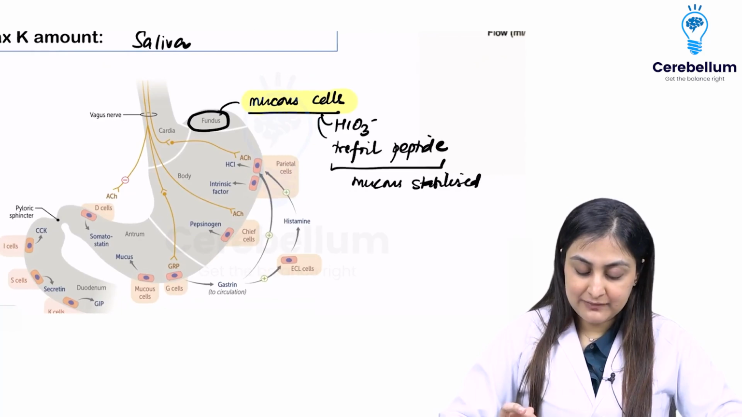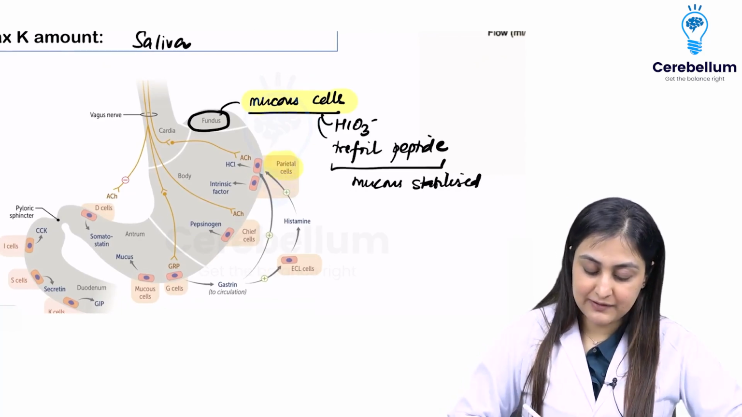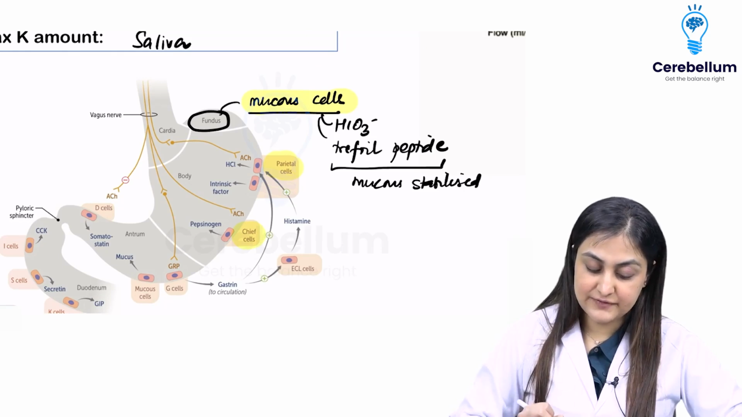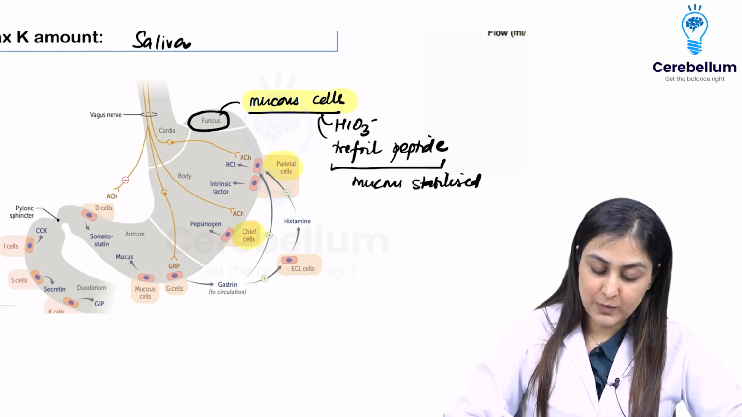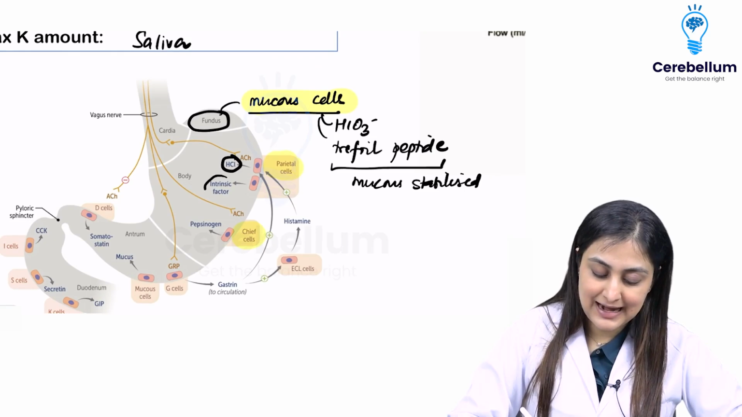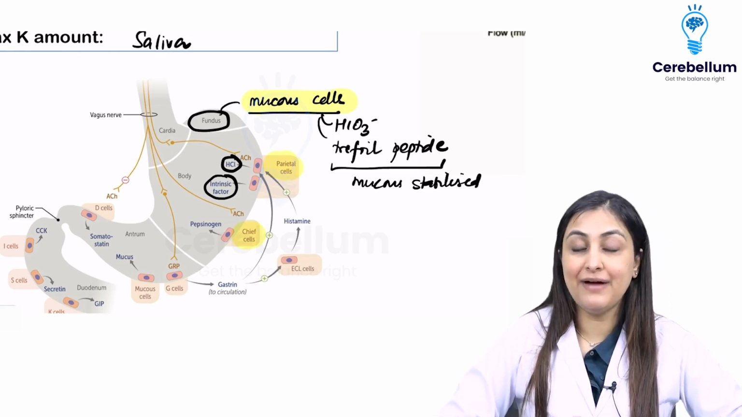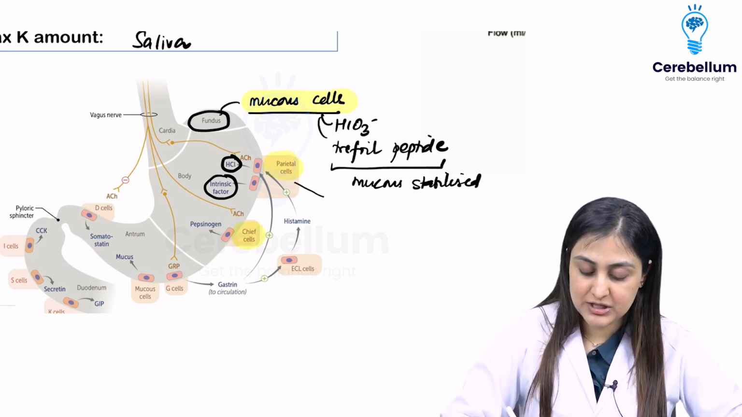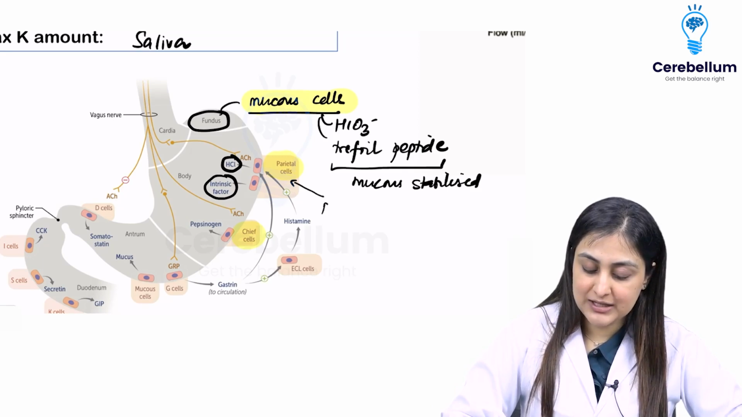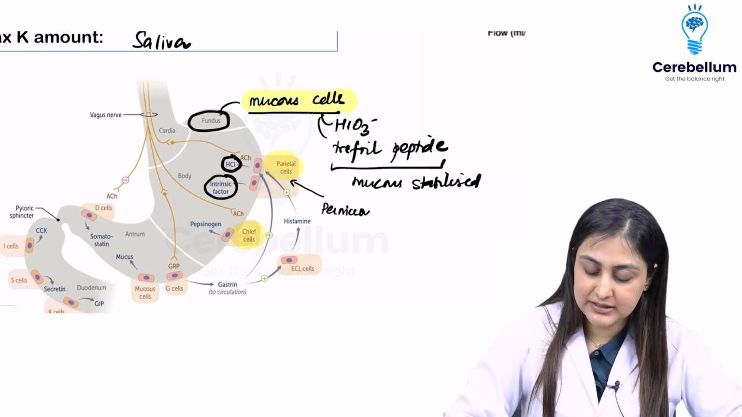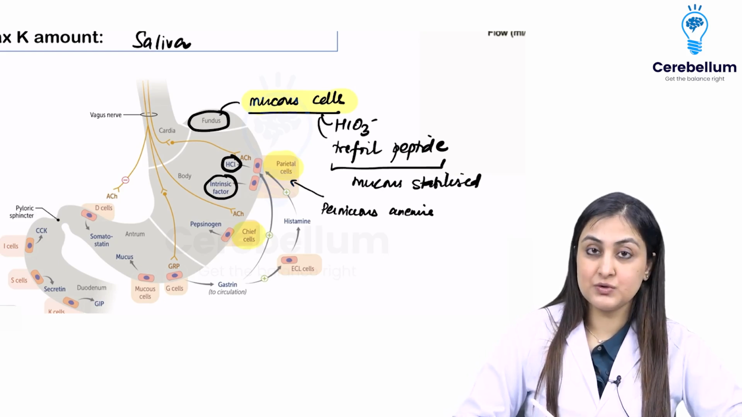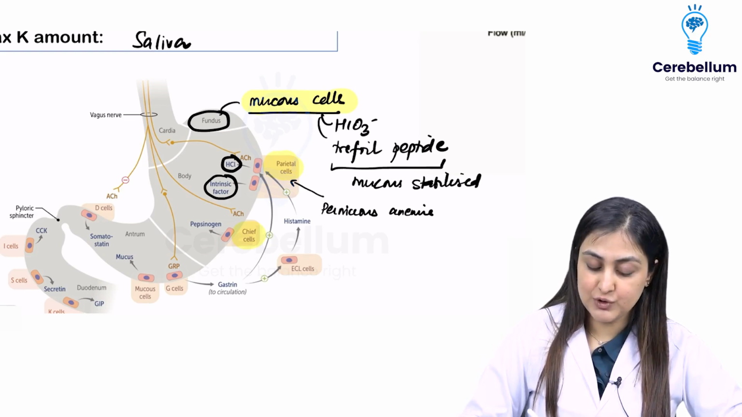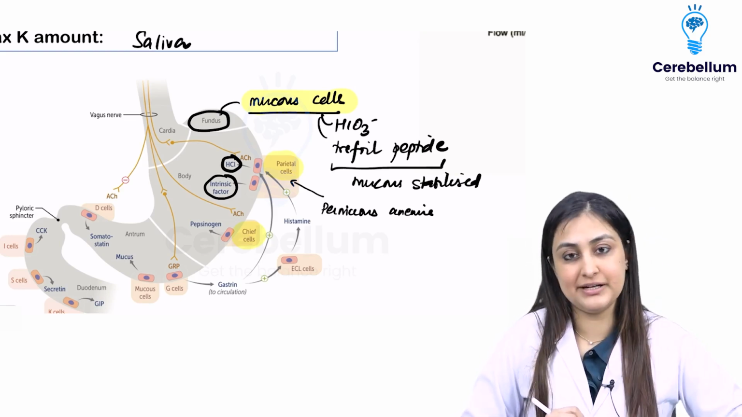Then in the body we have the main secretory cells: the parietal cells and the chief cells. The parietal cells secrete HCl and intrinsic factor. Intrinsic factor is responsible for binding to B12 and causing its absorption. So this is what gets affected in pernicious anemia. You have antibodies against this in pernicious anemia, so you have H plus which is not getting produced, and intrinsic factor which is not getting produced.